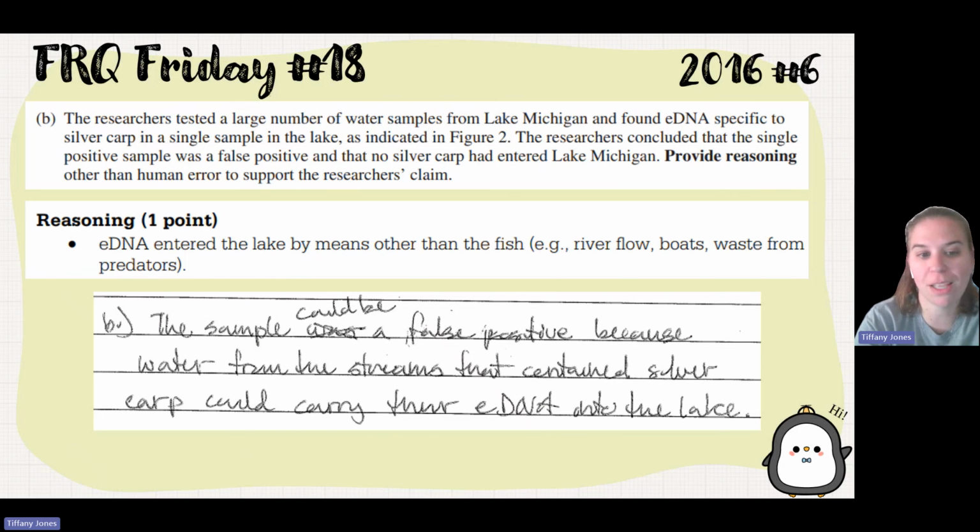So the sample could be a false positive because water from the streams that contained silver carp could carry their eDNA into the lake.